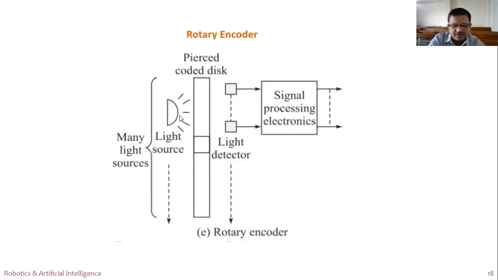Now next is the rotary encoder. See that the rotation disc is there. Then this light source is there. When this light source is illuminated, that light will pass through the rotary encoder through the grating lines and fall on the light detector. Again, that light detector will pass the signal to the signal processing electronics and we will get the exact position.